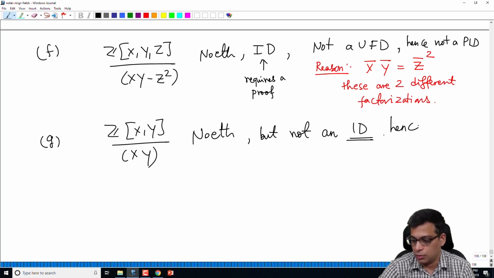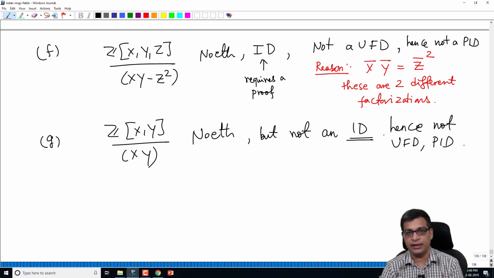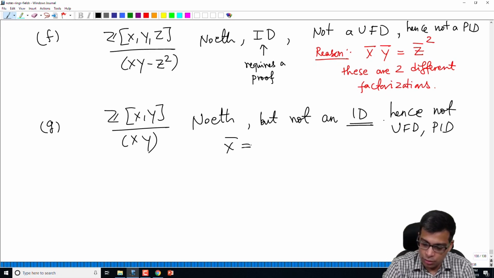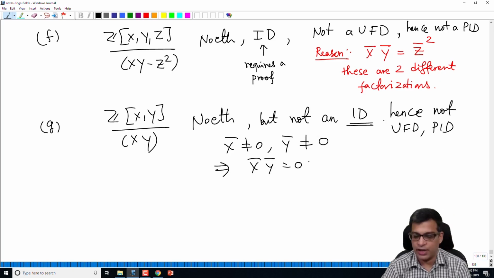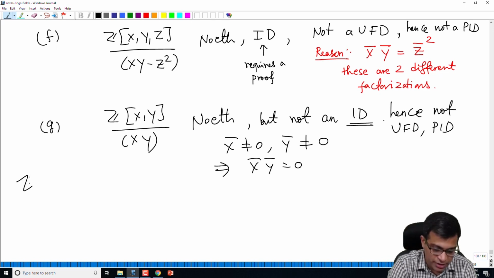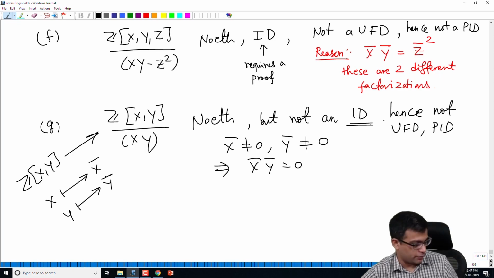and hence not UFD, not PID also, because UFD and PID have D there standing for domain. So something that's not an integral domain cannot be UFD or PID. Why is it not an ID? Because x bar and y bar are not 0, but x bar y bar is 0. When I write bar, I mean simply the images under the natural map, the residues of x and y.